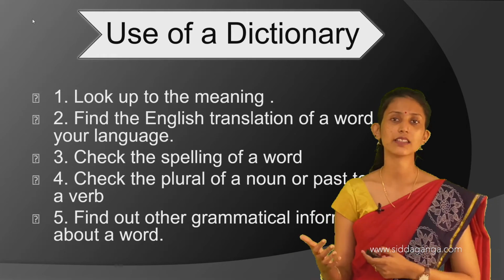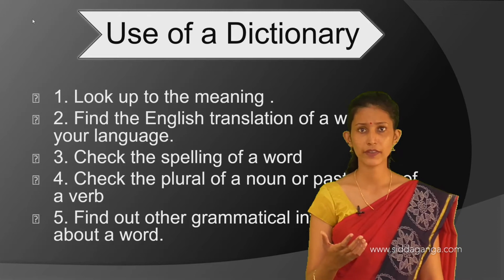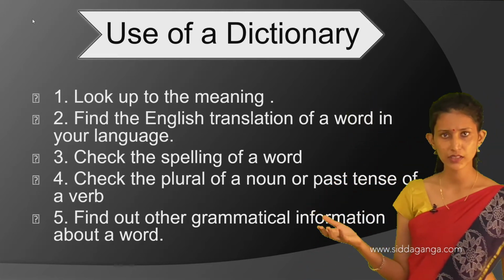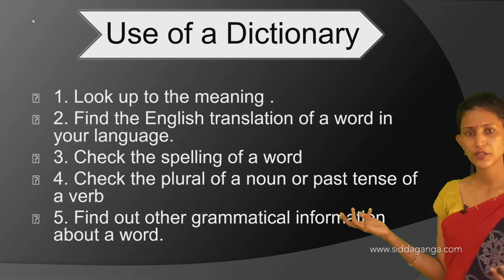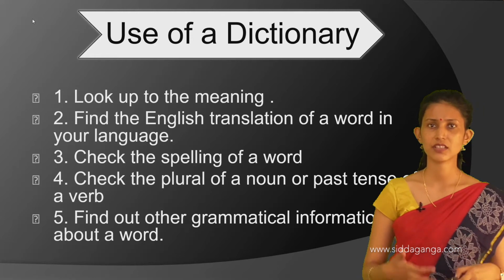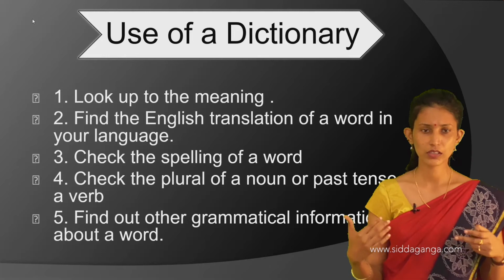A translation dictionary is available. So that can also be a function of the dictionaries. Check the spelling of a word. Okay, spellings are given, you can check. Then that's what I told you, plural of a noun, past tense of a verb, verbs, nouns, adjectives, how you can use them. Examples of the sentences are also given.